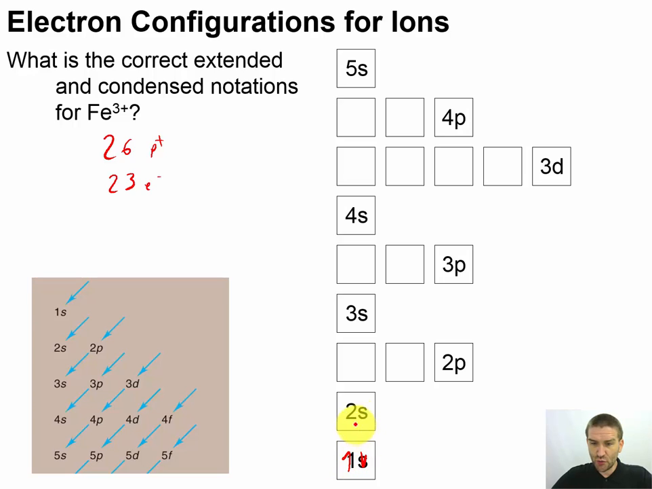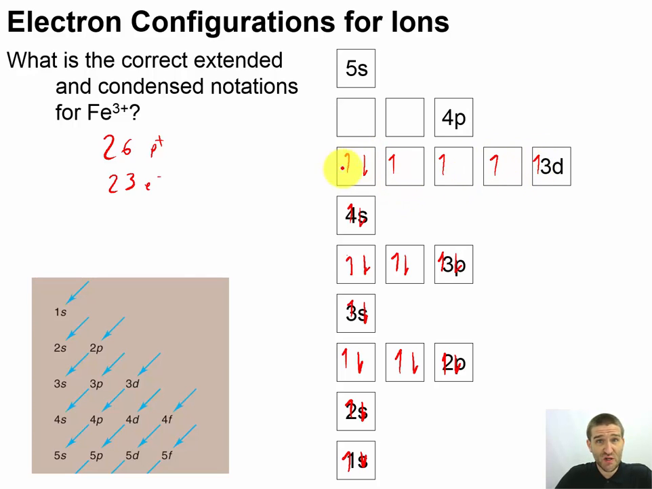So 1, 2, 3, 4, 5, 6, 7, 8, 9, 10. Let's mix it up a little bit. 11, 12, 13, 14, 15, 16, 17, 18, 19, 20. Notice a moment ago I flipped some of these around. That's just because I want to remind us that it is a random process, but we don't bother drawing it that way usually. So we had 20 electrons a moment ago. Now I get my last 6 electrons in. 21, 22, 23, 24, 25, 26.